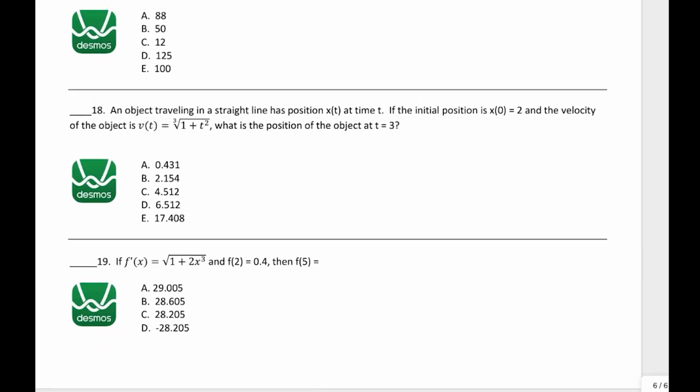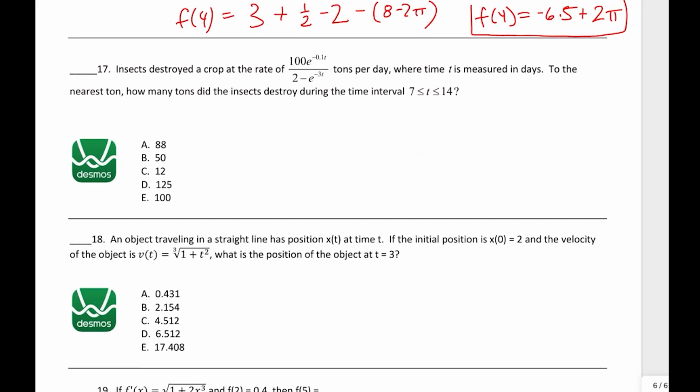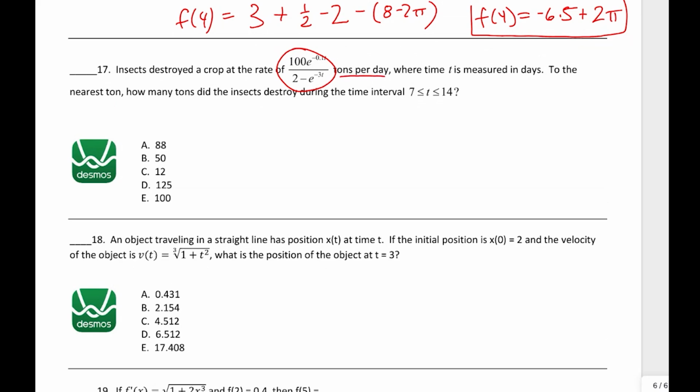All right, so it looks like we've got 3 problems left, and they're all going to require the calculator. Number 17 says, insects destroyed a crop at the rate of this expression, tons per day. So that's a rate function where time is measured in days. To the nearest ton, how many tons did the insects destroy during the time interval? So this is a net change problem. We're looking for the net change in the number of tons that the insects destroyed on that interval.